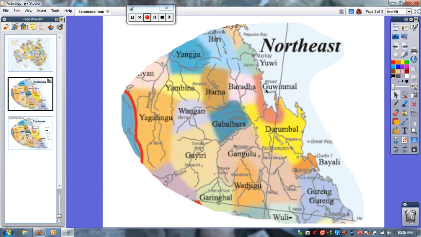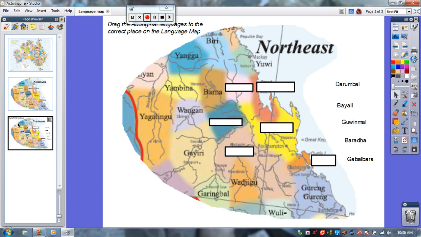And then I said, okay, I want you to study this map and study the language groups surrounding Durumbul, our area, and try and memorize them. This is like a bit of a memory game. So I gave them a few minutes to do that, and then went on to the next flip chart and said, okay, what I've got is 5, not 6, I've got 5 different languages here.